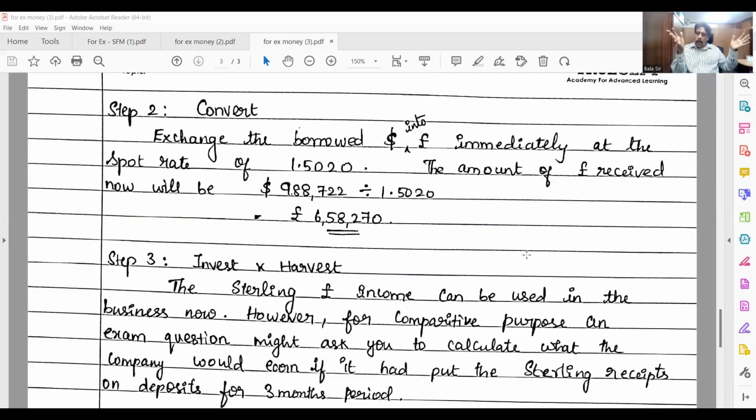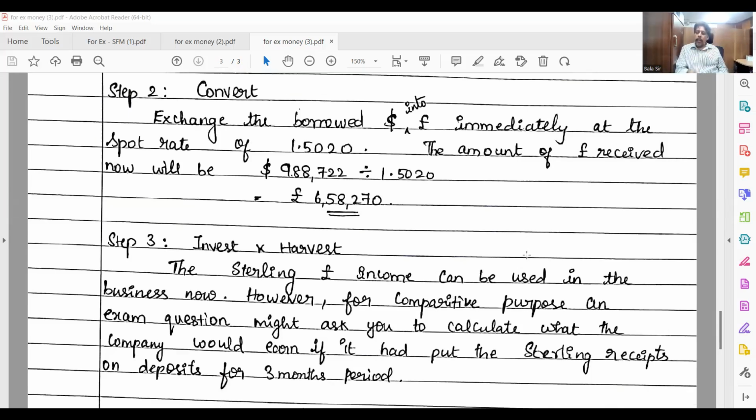Now remember, once you borrow the money, you'll have $988,722 in your hand. So you can sell those dollars. That is, you're going to sell the variable currency in the quote and turn them into GBP, pounds. So that is step number 2. You should sell that foreign currency loan, which is in dollars in this example, into pounds, your local or home currency. Yes, ma'am. Step 2.